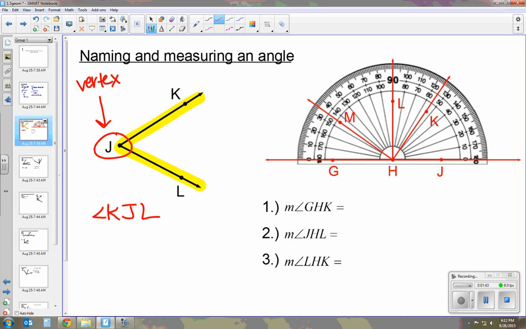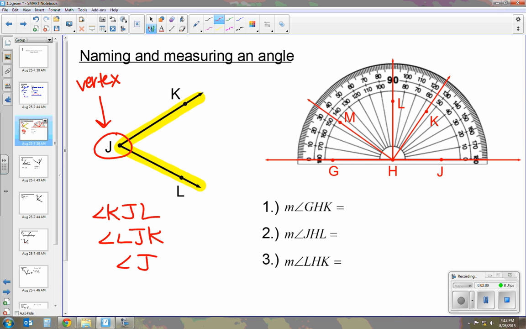And we also can go the opposite way. We can go from L to J to K. And if you notice, J, the vertex, the middle point of that angle is always in the middle. So we have to be able to properly name that. Now, we also have a third name for this, and if it's standing on its own, like this picture right here, we can just name it J. But very few times is it standing alone, so we usually use the two above it.